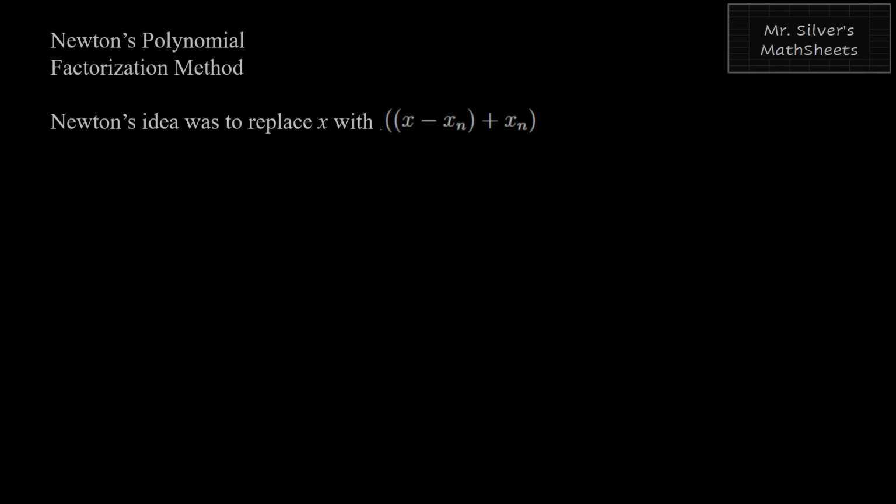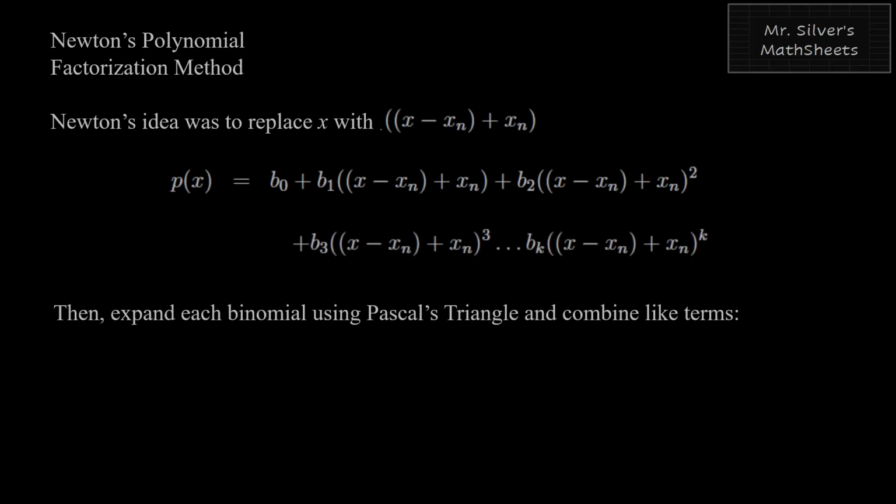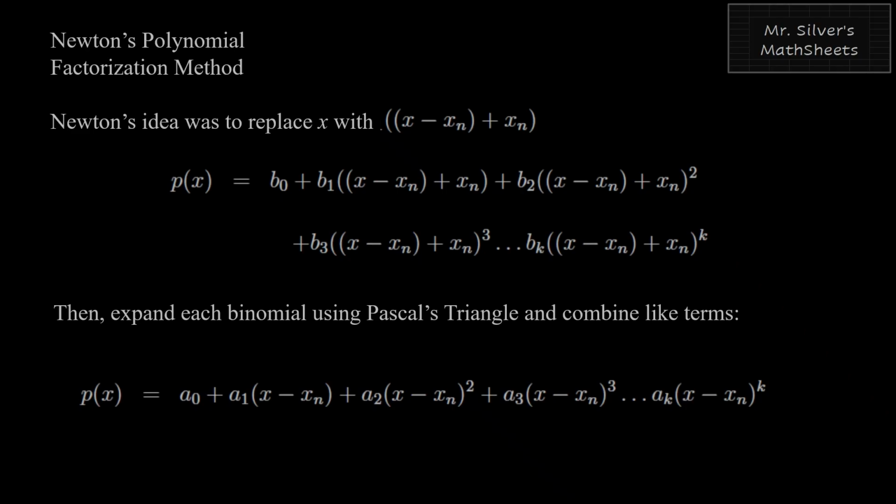Newton's idea was to replace x with x minus x sub n plus x sub n everywhere, and then expand each binomial using Pascal's triangle and combine like terms and come up with, in effect, a Taylor series expansion.